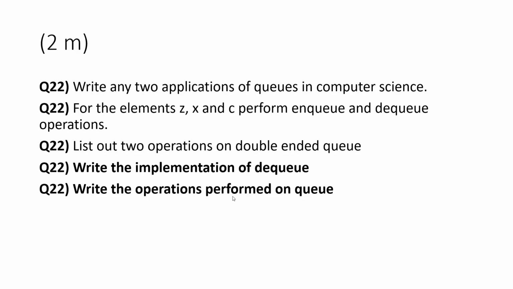Write the operations performed on queue. So what are the different operations performed on queue? So NQ and DQ, just write only the name of the operations: NQ, DQ, is empty, size, peek or top, like this, the different operations, whatever is present in the queue that you must mention.